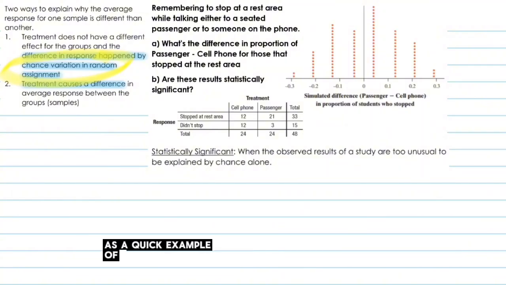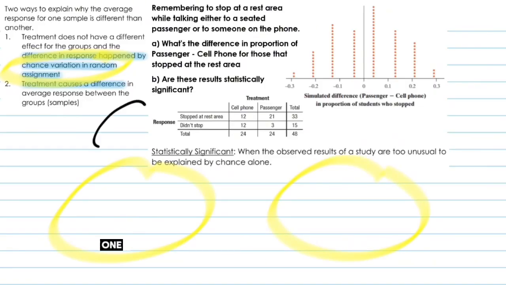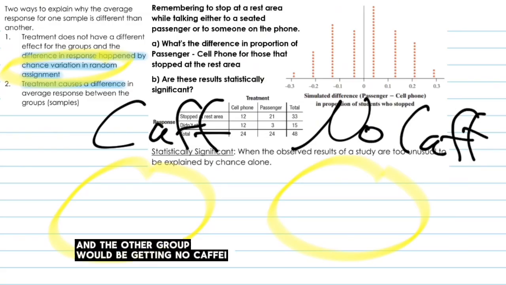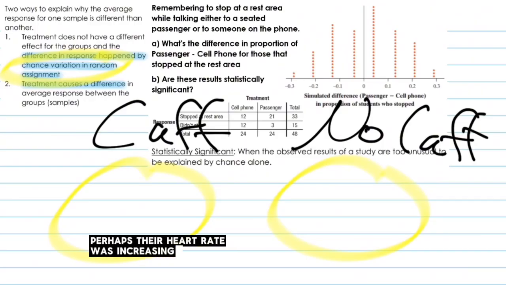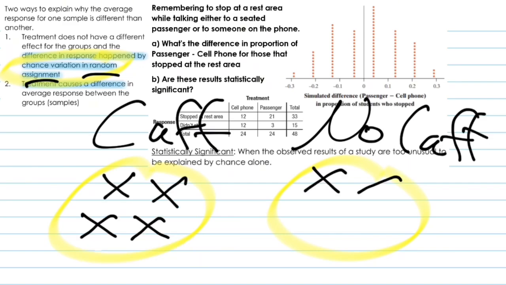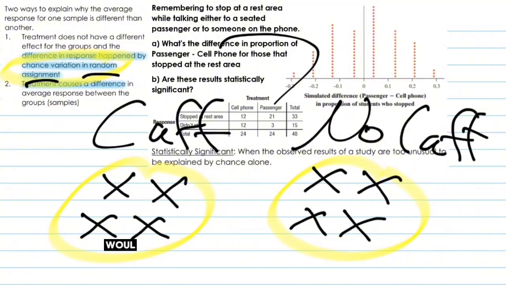As a quick example of this, if you were to do a study on how caffeine affects different individuals, you would have two groups. One group, we can just quickly represent this, would be getting caffeine and the other group would be getting no caffeine. And then you would measure the results of how perhaps their heart rate was increasing in the caffeine group, and you're going to be getting some data. But then random assignment means if you took all the people in these groups and then you shuffled them around, would you get the same result or would the results be different?